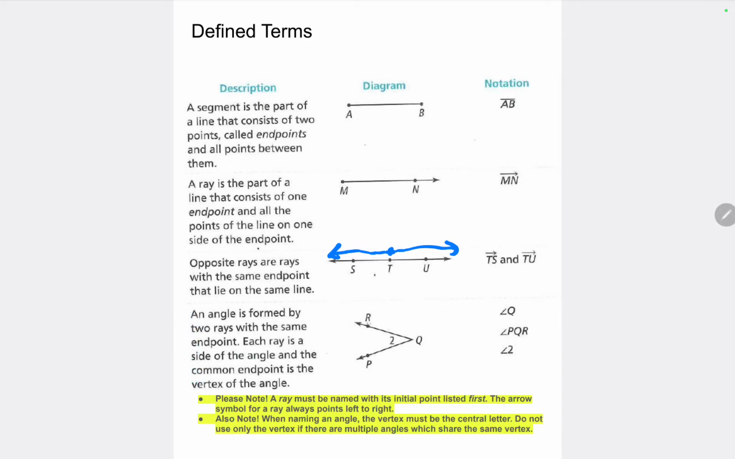An angle is formed by 2 rays with the same endpoint. So this endpoint is then called a vertex.